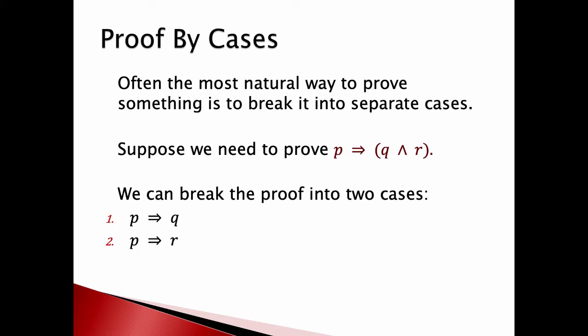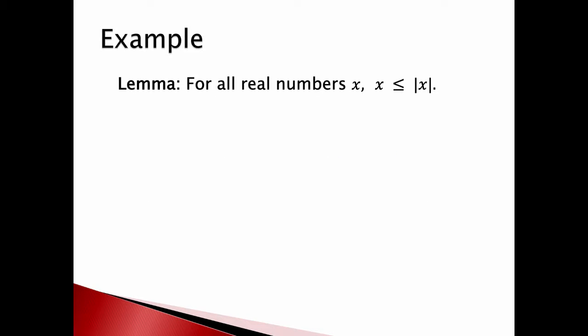Now, here's an example where it may not seem like that's what we need to do, but when you look at the definition of what's going on, it really is. For all real numbers x, x is less than or equal to the absolute value of x. Notice I've called that a lemma. That's a name for a baby theorem. It's something we're trying to prove here, but it's not super important. In fact, it's really kind of obvious.